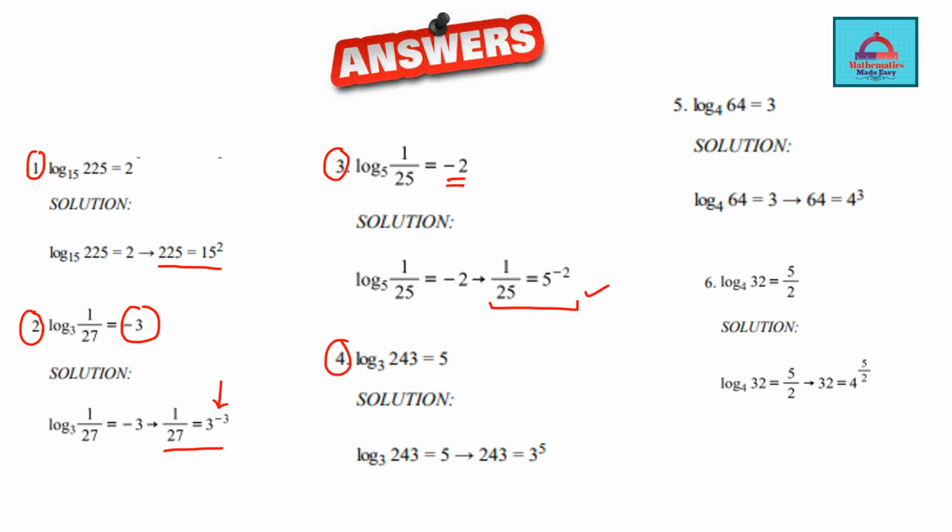Similarly for question 4, the exponential form is this. For question 5, the answer is this in exponent, and question 6, this is what we'd already done. So you can check all your answers. That's your answer key for the first set of questions.